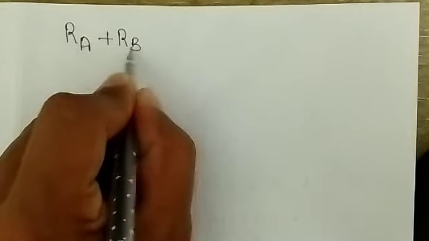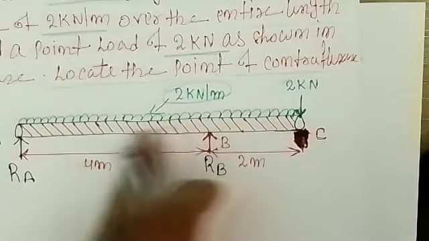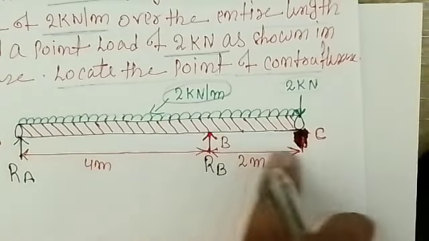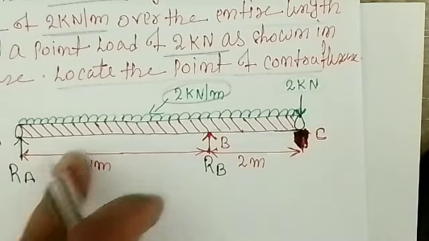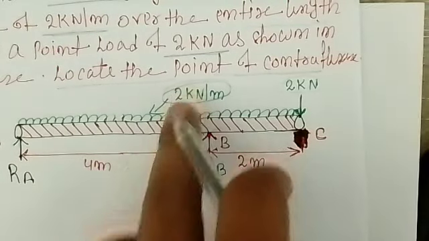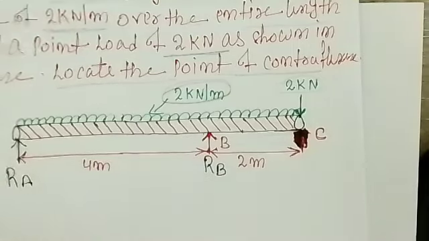You know that previously we already solved two more questions, and you can find the link. So RA plus RB is equal to what? The UDL is given, so this UDL should be converted into a point load. How? The UDL is acting up to a length of 6 meters. So when you multiply this UDL with the length over which it is acting, the UDL will become a point load, that is 6 meters.